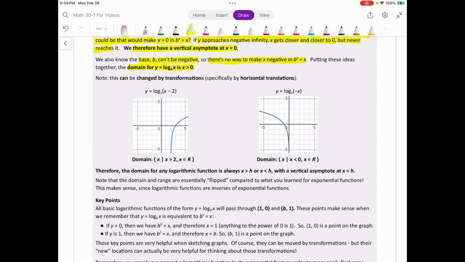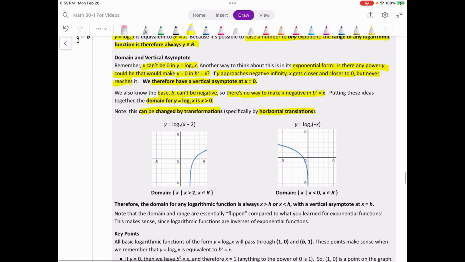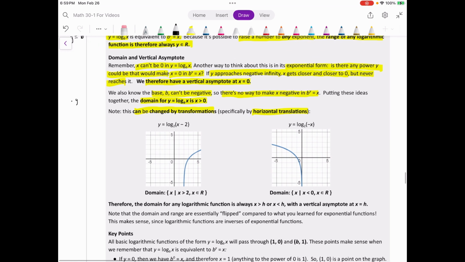Again, this can all be changed by transformations, especially horizontal translations. That's going to change where our vertical asymptote is. But just thinking about the base one, y equals log base 2 of x, right? For example, this is the same as 2 to the y equals x. There's no way for this to make x negative, and there's no way to make it 0. So the domain is just the set of all x's such that x is greater than 0. Now again, what we're really doing is still inputting x's, but the exponential form can be a little more intuitive for thinking about what we're allowed to put in for x, okay?